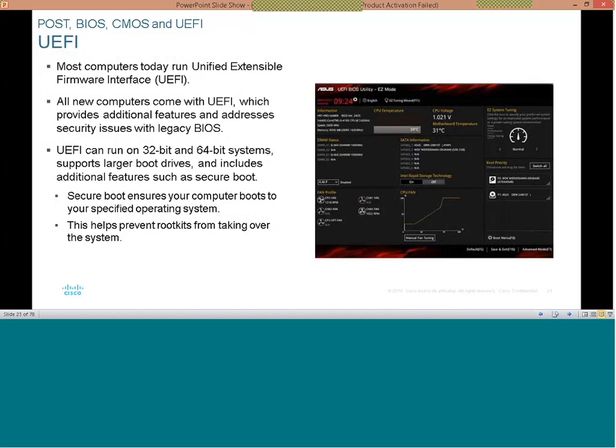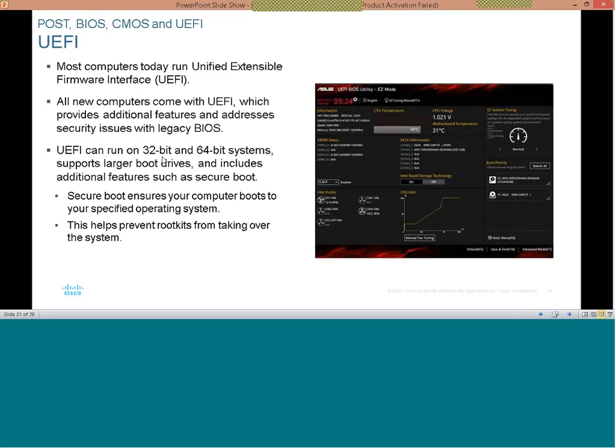Most computers today run the Unified Extensible Firmware Interface, which is called the UEFI. All new computers come with the UEFI, which provides additional features and addresses security issues with legacy BIOS. So the UEFI is more or less an extension of the original BIOS to provide additional security features over the old BIOS systems. You could see the UEFI as a more secured way to get your BIOS working properly.